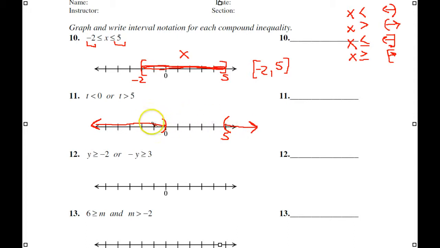Now to write this in interval notation, where is this coming from? And we always go left to right. It's coming from negative infinity, going up to 0. But 0 is not included in the set. And then it's going to be union with this part. Again, parentheses, since 5 is not included in the set, and it's going to positive infinity. So that's a good example showing you this type and this type. So this would be a conjunction, and this would be a disjunction.